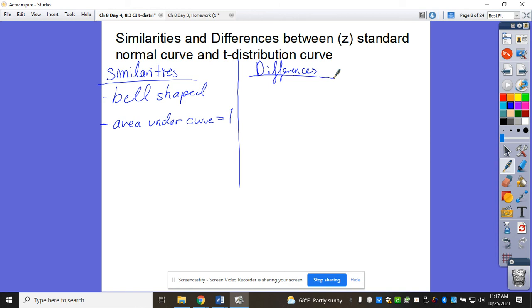All right, now tell me one place they were different. T can change, based on what? While Z always stays the same.